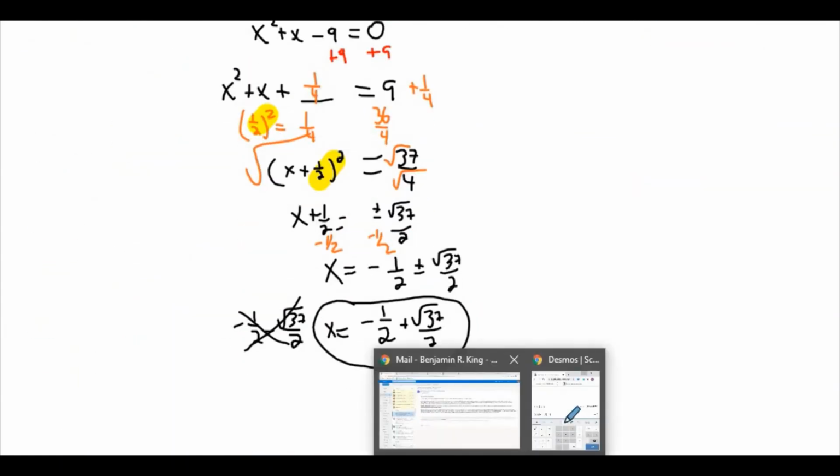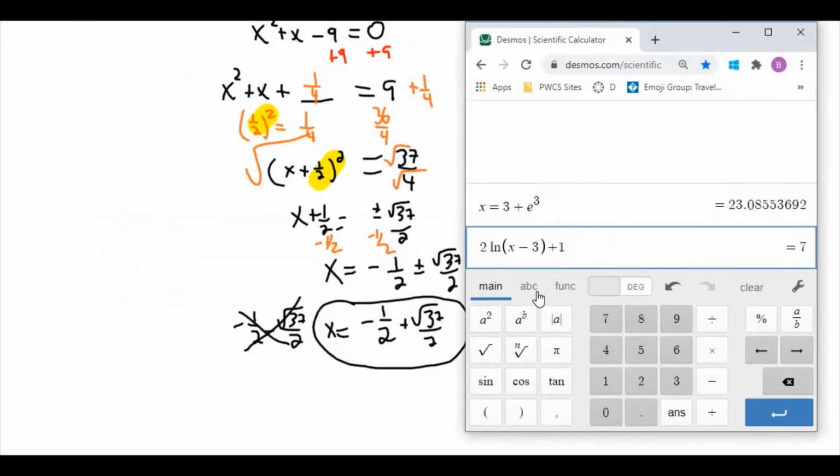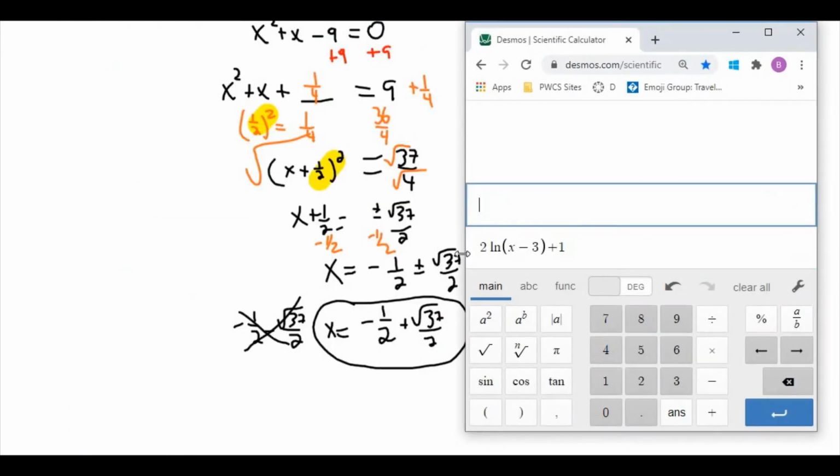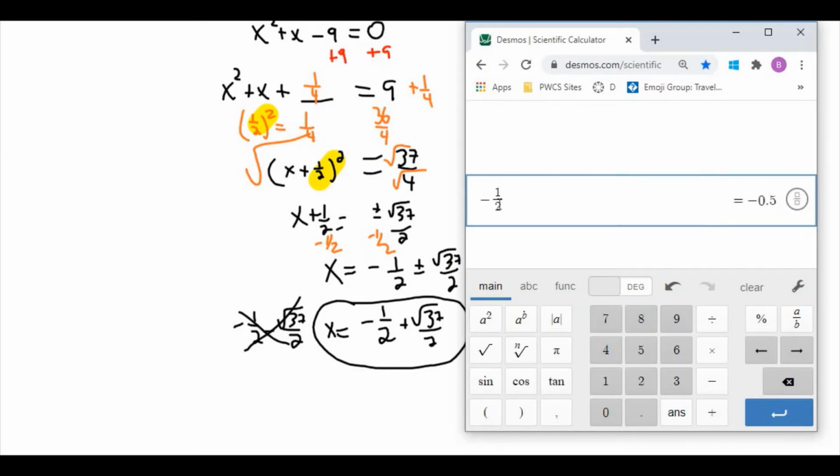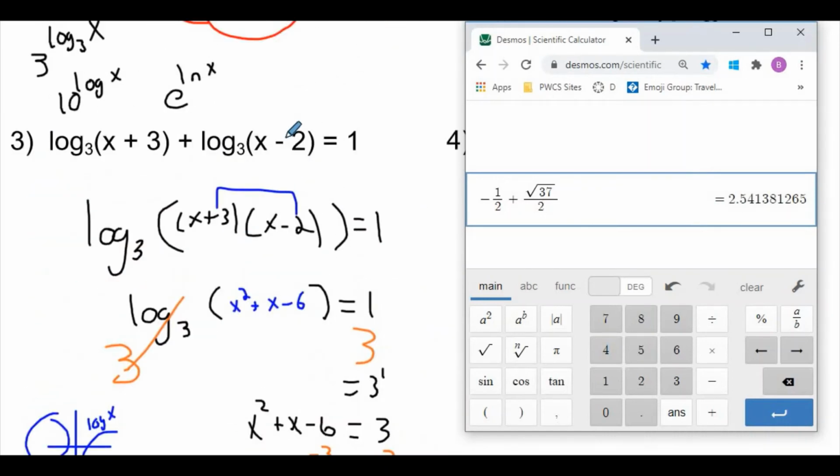So let's see. I'm going to go into here and we're going to see what this actually comes out to. So let's see, let me get rid of this old stuff and that other problem. So negative 1/2 and then plus the square root of 37, turn that into a fraction, over 2. So I get 2.5, which is a good thing, because that answer, again, if I put that into here, will be okay. And I know that's a lot of conversation because you could have just done this and then typed in, but you can't type in log base 3.